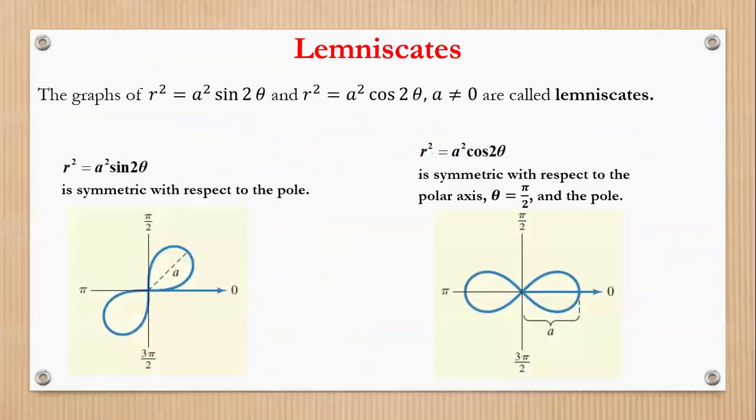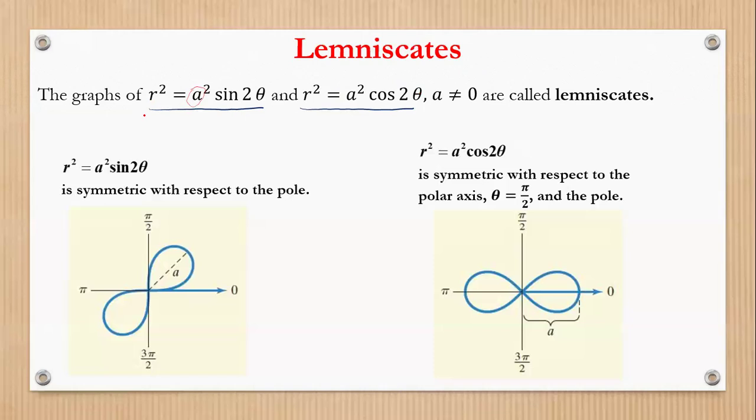Now let's look at another form of equation which is called lemniscates. The equations of these lemniscates are in this form: r squared equals a squared sine of 2 theta, or r squared equals a squared cosine of 2 theta. So for these equations, I always have sine of 2 theta and cosine of 2 theta. This part doesn't change, but a will change, and the equation is r squared, not only r.